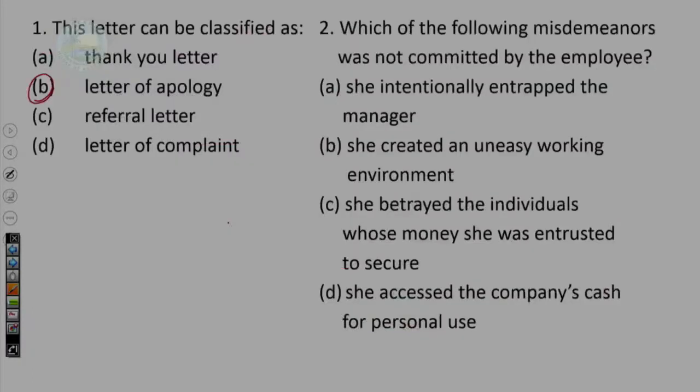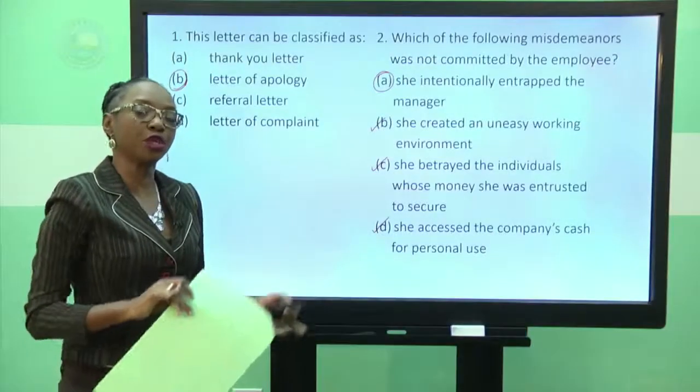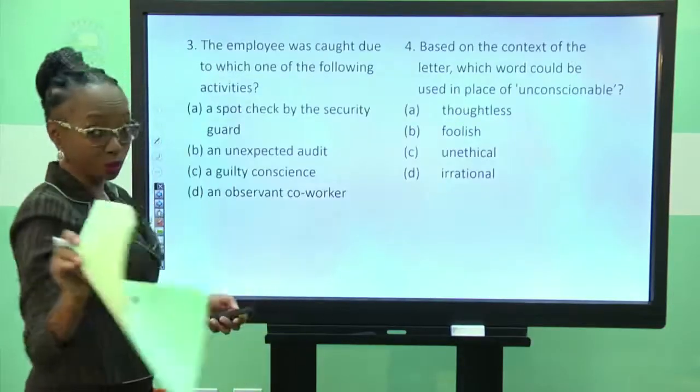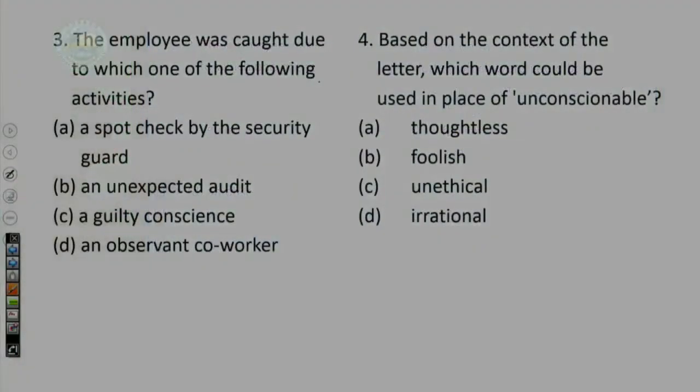When we look back here, we realize that all of these, she committed this one, she committed this one, she also accessed the company's cash for personal use, but she did not do this. So A is our answer. A comprehension skill that we have to pay attention to is when you're going to extract the information straight out of the passage you're presented with. The employee was caught due to which of the following activities? When we review our passage, one of the things that you're going to see, and let's look at the options.